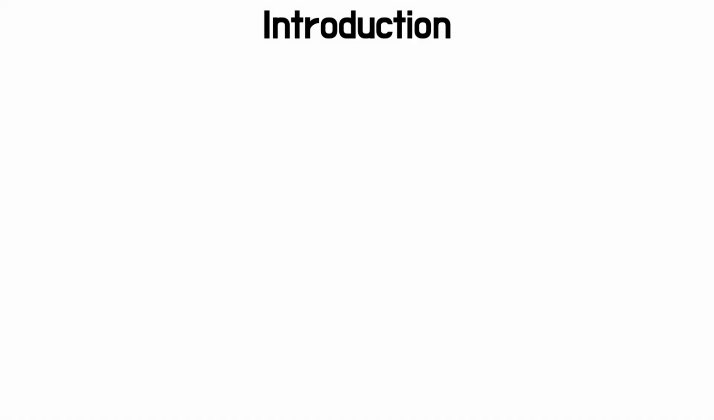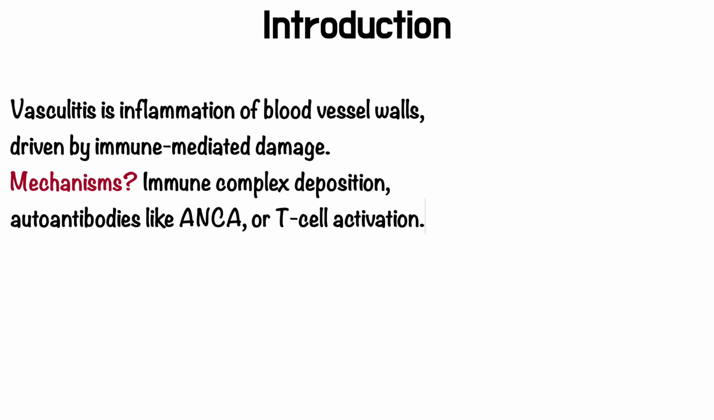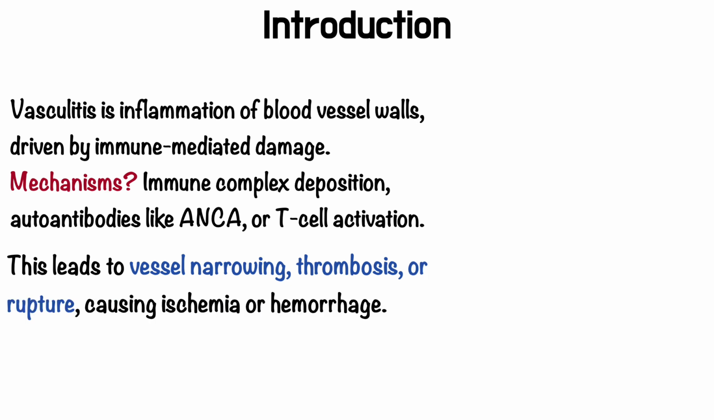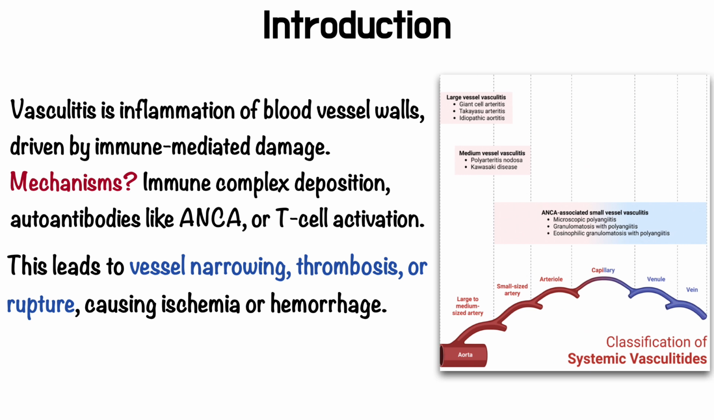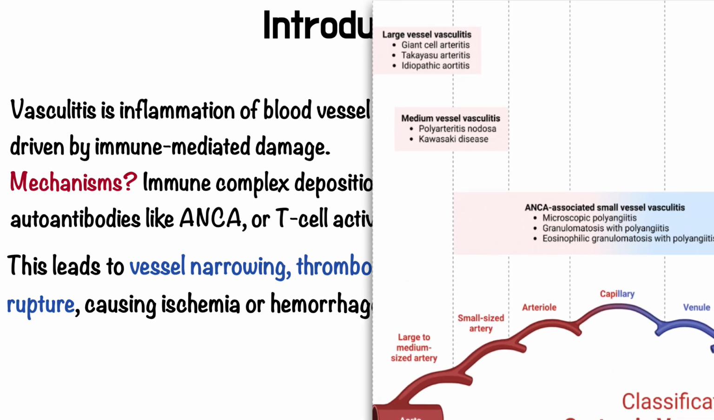So, talking about the overview of vasculitis, it is an inflammation of blood vessel walls driven by immune-mediated damage, right? The mechanisms are immune complex deposition, autoantibodies like ANCA, or T cell activation. We'll be talking about that in detail later, right? This will lead to vessel narrowing, thrombosis, or rupture, causing ischemia or hemorrhage. The classification is based on the size of vessels, right? So, it is dependent on large to medium sized artery or small sized artery, arteriole, capillary, venule, vein, right?